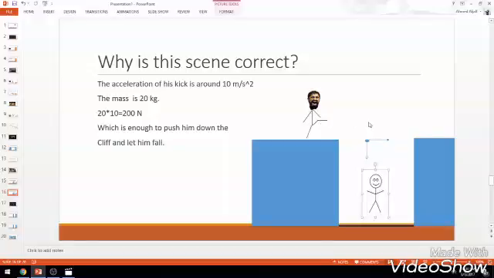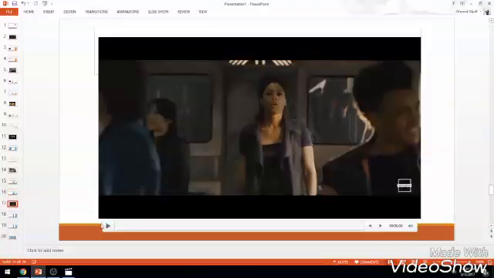So the first law and the third law of Newton were not broken. The first law was that an object at rest stays at rest unless a force acts upon it, and the third law was that every action has an equal and opposite reaction. So the reaction in this case was that his body was pushed down and fell, and the first law was that, like I explained earlier, he was at rest until the force of the kick pushed him. So we will look at the next scene.